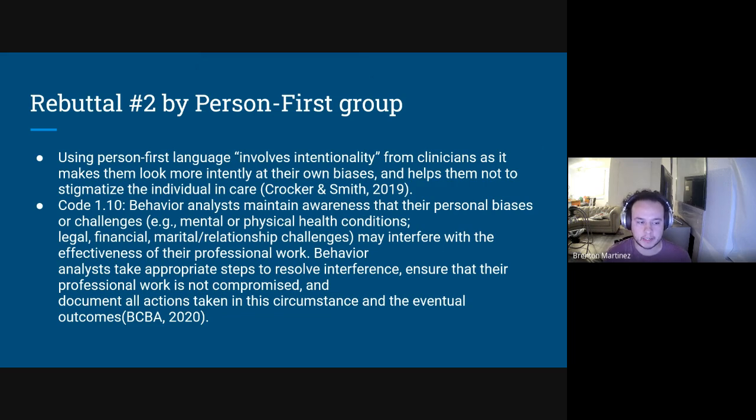The BACB has Ethics Code 1.10, called Awareness of Personal Biases and Challenges, which requires behavior analysts to maintain awareness of their own personal biases or challenges, such as their mental or physical health conditions, legal, financial, or any other challenges that they're facing that may interfere with the effectiveness of their professional work. Behavior analysts take appropriate steps to resolve interference, ensure that the professional work is not compromised, and document all actions taken in this circumstance and the eventual outcomes.